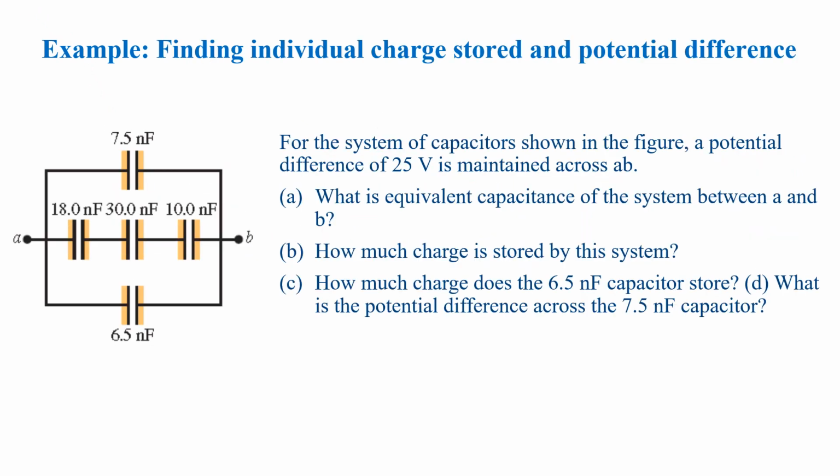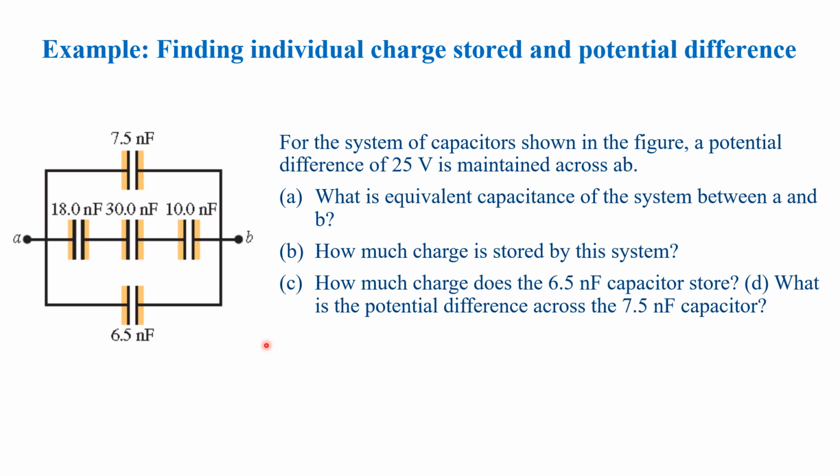So let us have another example. This is finding individual charge stored and potential difference in your capacitor network. For the system of capacitors shown in the figure, a potential difference of 25 volts is maintained across terminals AB. What is the equivalent capacitance of the system between A and B? How much charge is stored by the system? And how much charge does the 6.5 nanofarad capacitor store? What is the potential difference across the 7.5 nanofarad capacitor?